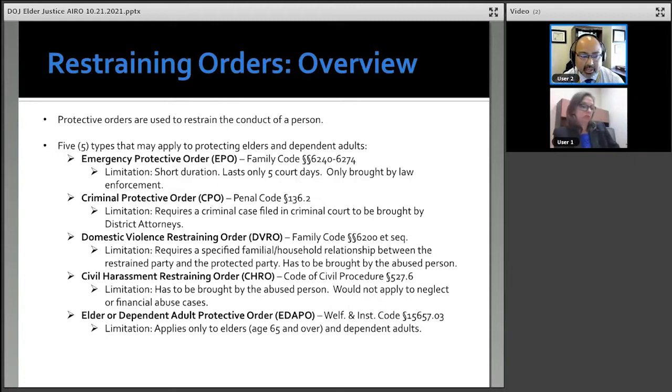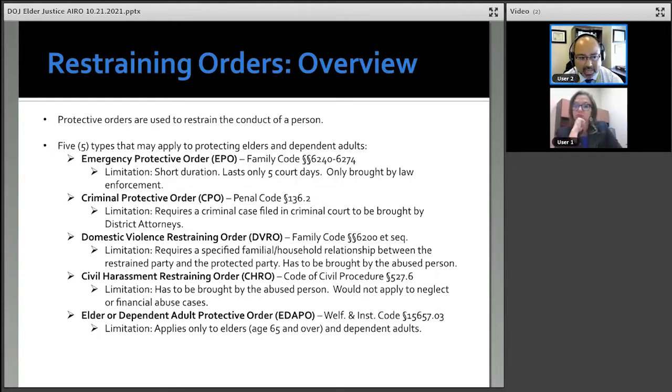The other one that can be used is a domestic violence restraining order, which is under the California Family Code. This requires a specified familial or household relationship between the restrained party and the protected party. And this is brought by the abused person. Another one is a civil harassment restraining order, and this is brought by the abused person as well, but would not generally apply to neglect or financial abuse type cases.